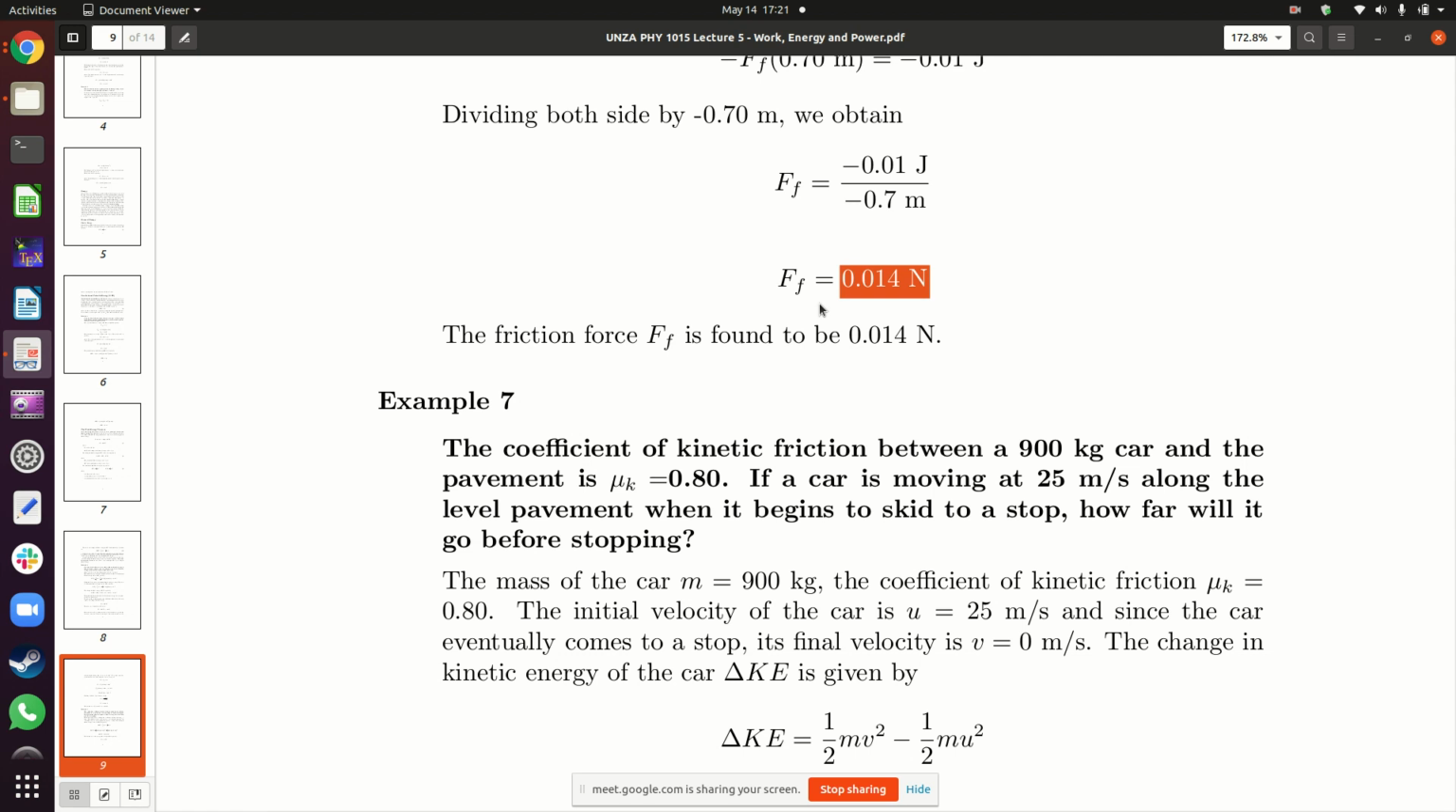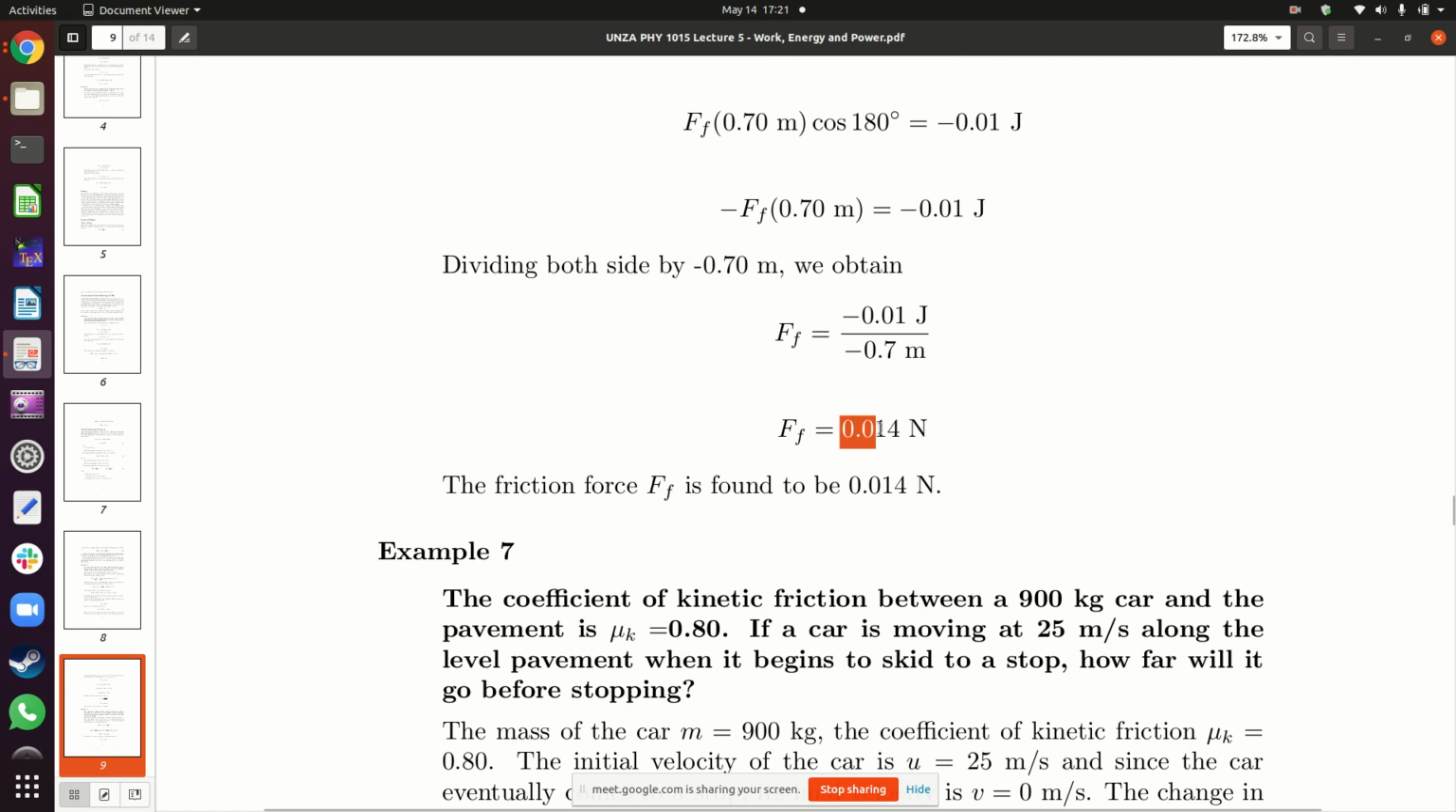0.014 newtons. One of the things you see about friction is that usually the force of friction is very small. But this force of friction is still enough to bring an object to a stop. Even if friction is small, it will eventually bring whatever particular object you have sliding on your table or on the floor to a stop.